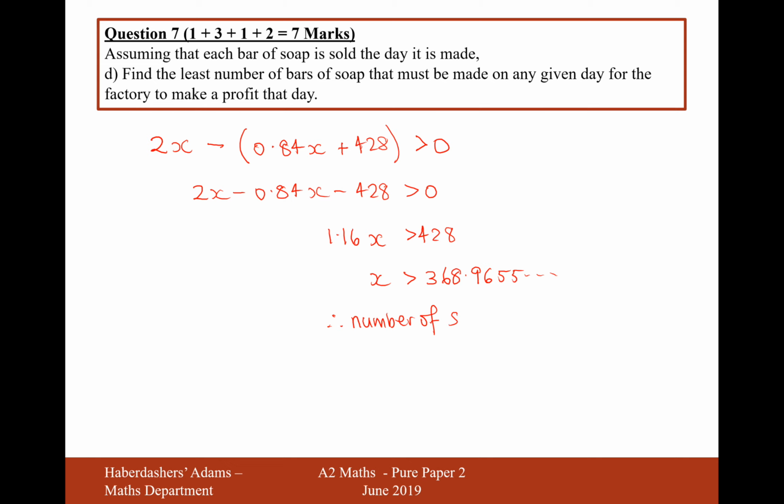So therefore the number of bars of soap made is greater than 369 for a profit. Greater than or equal to. There we are. So that is the point at which we start to make profit.